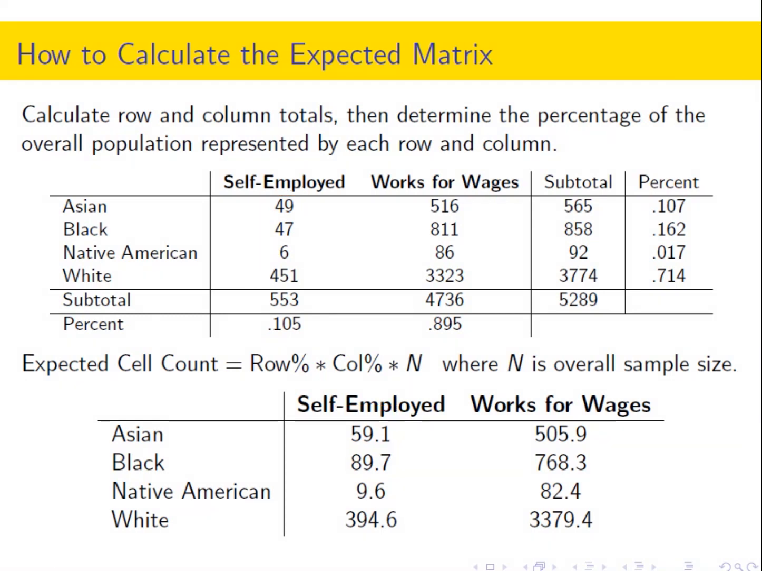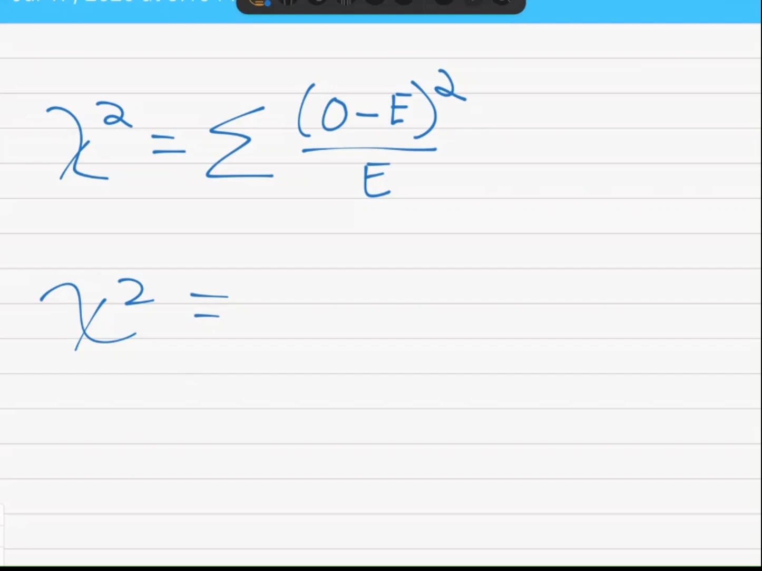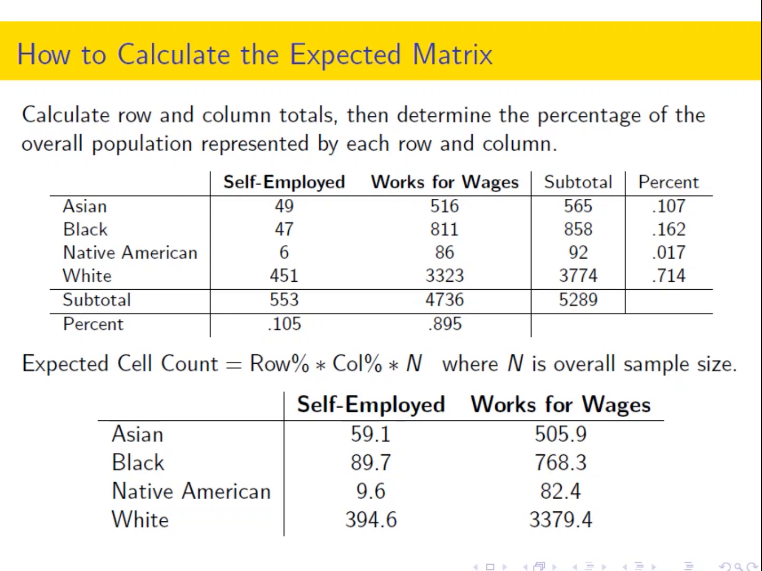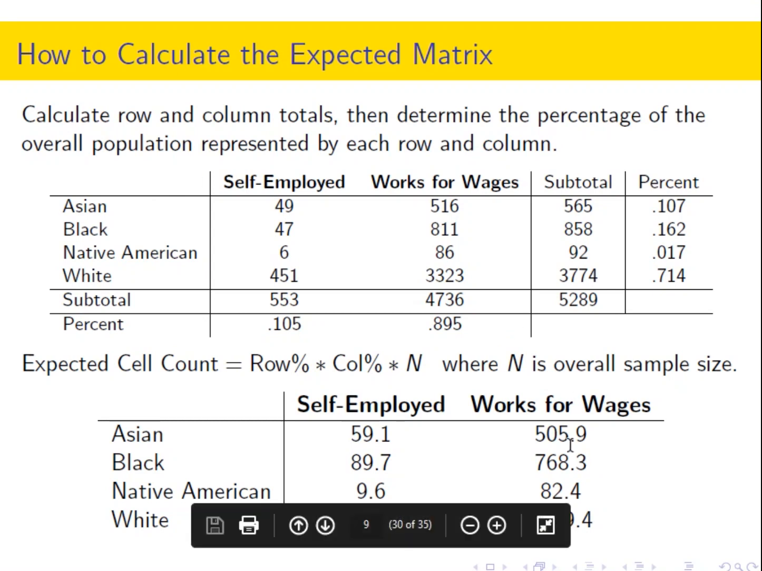49 minus 59.1 quantity squared over expected, 59.1. Plus, and then we do it for every other cell. So the next cell would be 516 minus 505.9 quantity squared divided by 505.9.